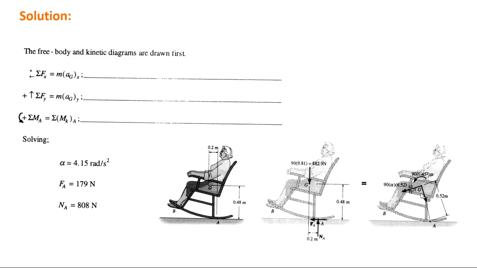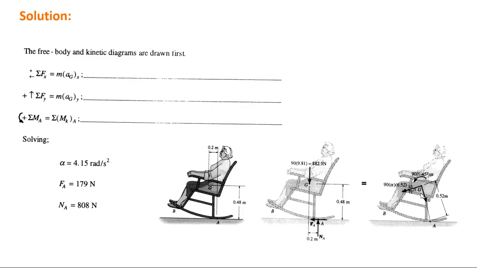The solution steps given to us by the textbook are to apply the free body diagram and the kinetic diagram, and then find that the forces in the free body diagram should be equal to the forces in the kinetic diagram for the x and y directions. Also, we calculate the moment around point A in the free body diagram, and this should be equal to the moments around point A in the kinetic diagram.